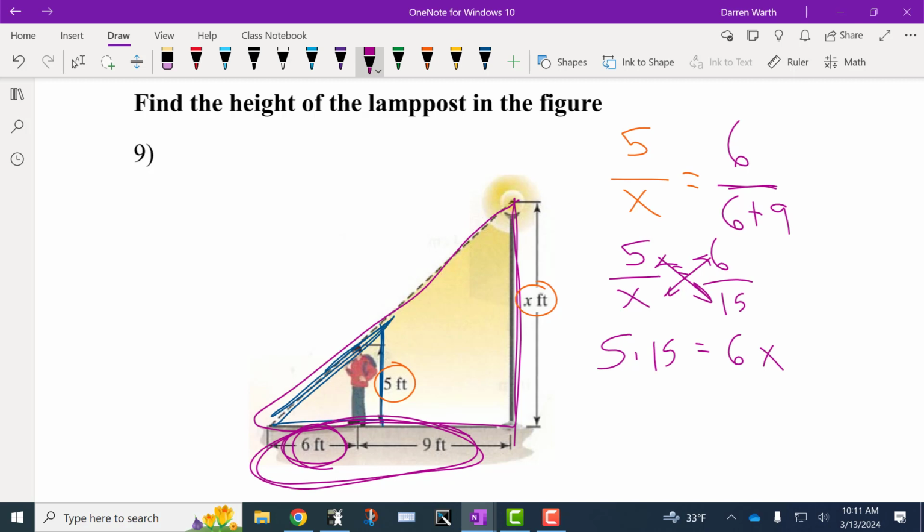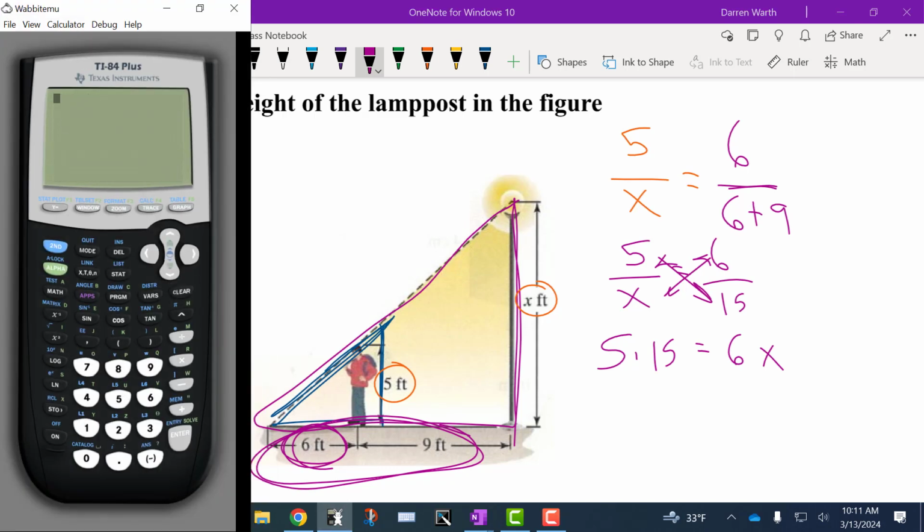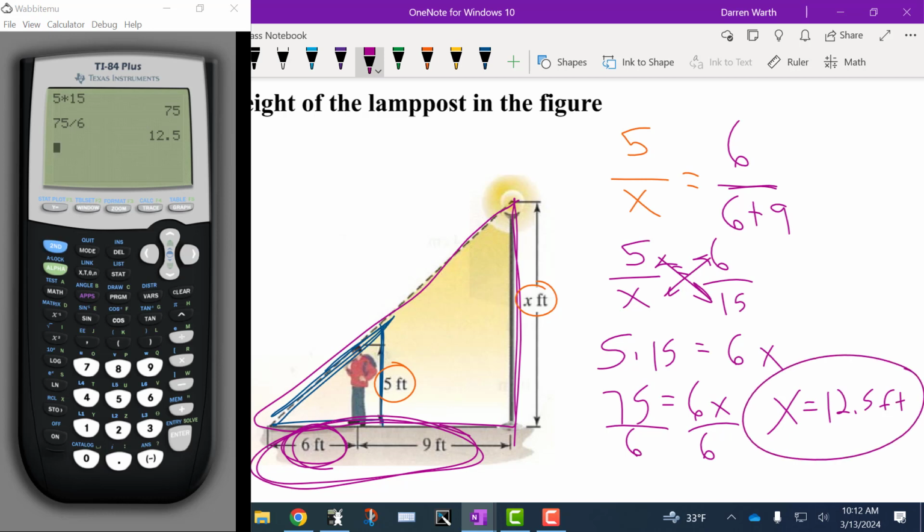So now take your calc and take 5 times 15. That comes out to be 75. So that's 75 all equals 6x. I'm just going to go ahead and divide both sides by 6. So when I divide both sides by 6, now I take 75, divide by 6, and it comes out to be 12.5. So x is equal to 12.5, and it looks like we are in feet. So the height of that lamp post is 12.5 feet.